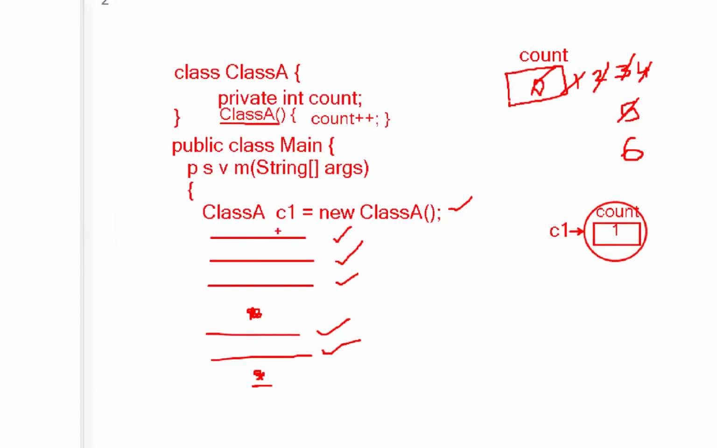Next, tell me, C2, one more object I am creating here. This line is for creating what object? C2. Tell me, whenever the C2 object is created, this is the C2 object. This object is called C2. Am I clear? Tell me, when the object is created, count is which variable? Instance variable. Instance variable will get the memory inside the object.